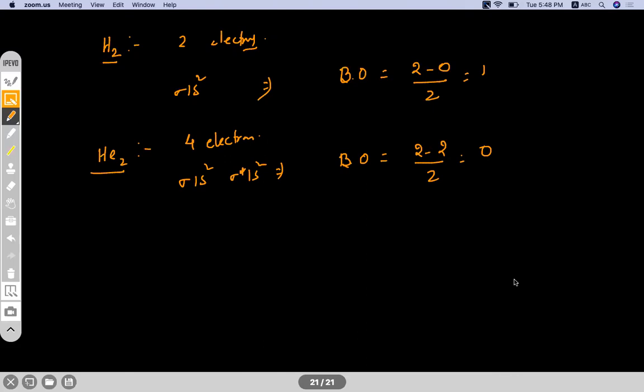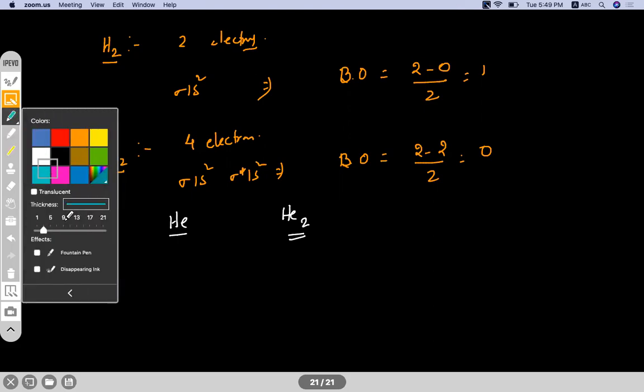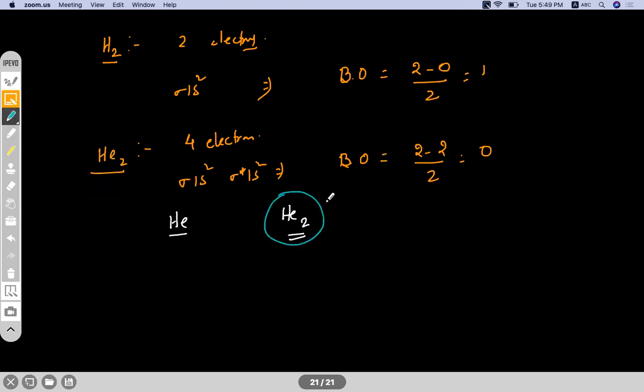0 means what? There is no bond present, right? Bond order is nothing but the number of bonds. So when the number of bonds is 0, then there is no bond between the helium atoms. That's why you see helium exists as a helium atom only. It does not form He2 like hydrogen. This is not possible. Are you getting it, guys? We can conclude it does not exist, because there is no bond.